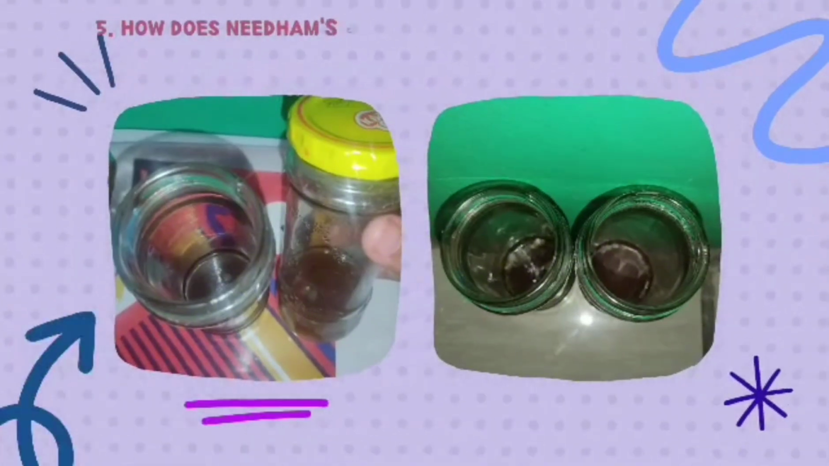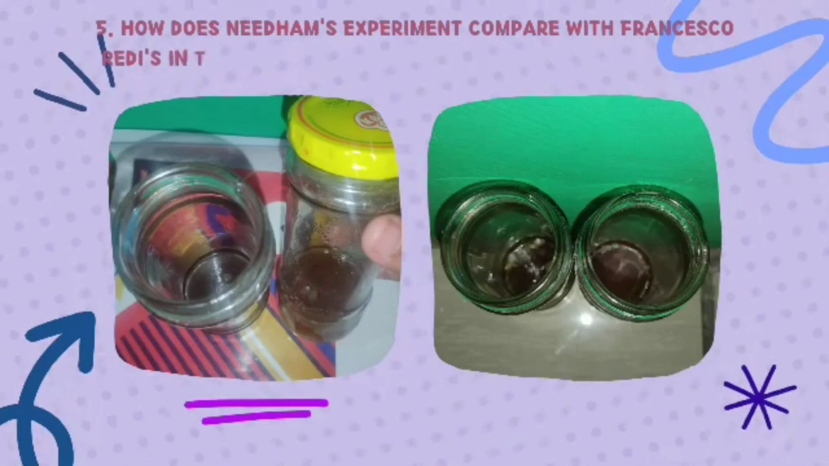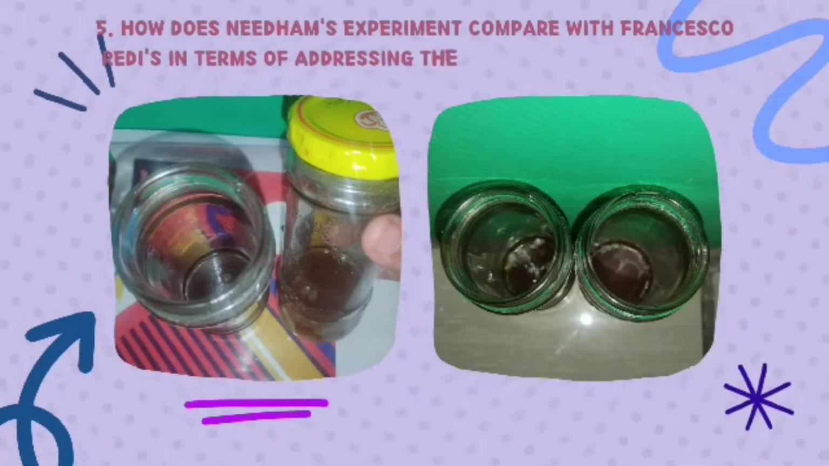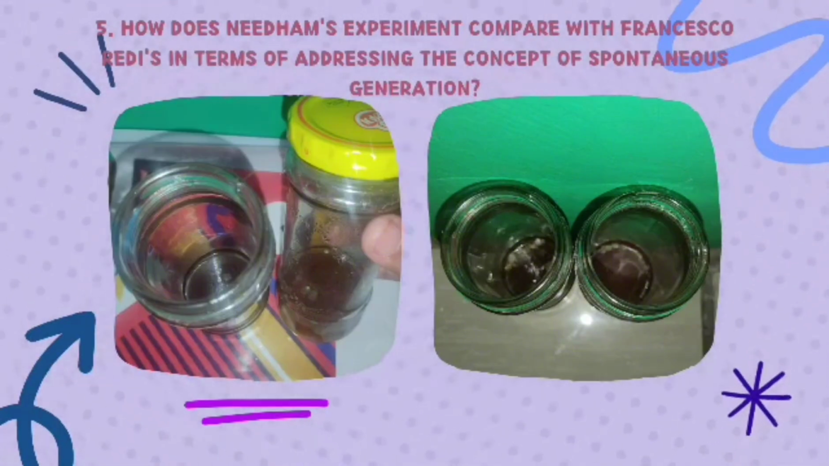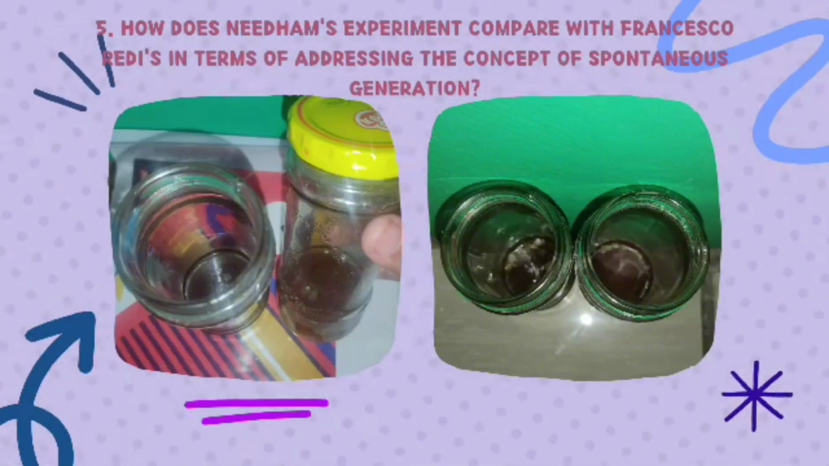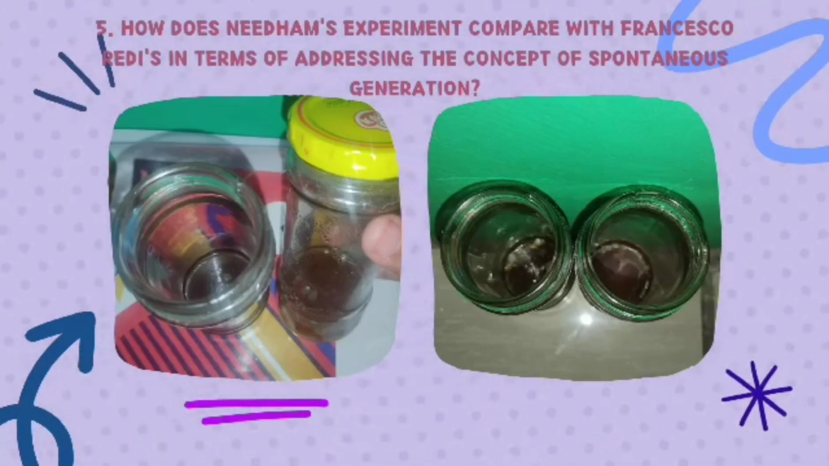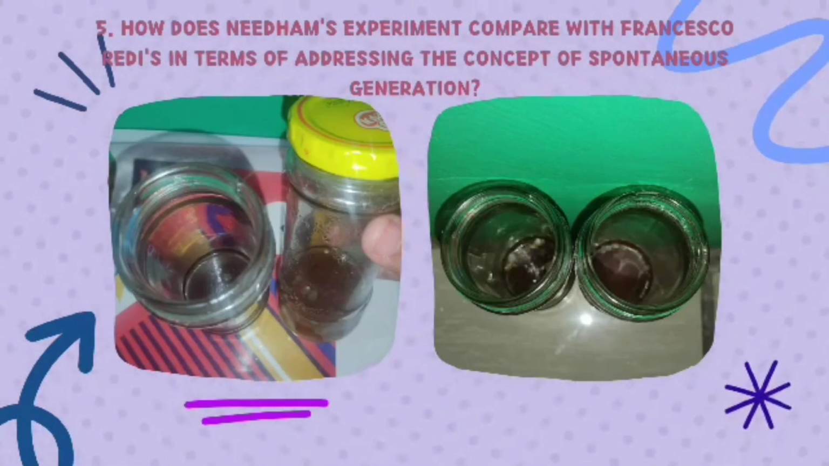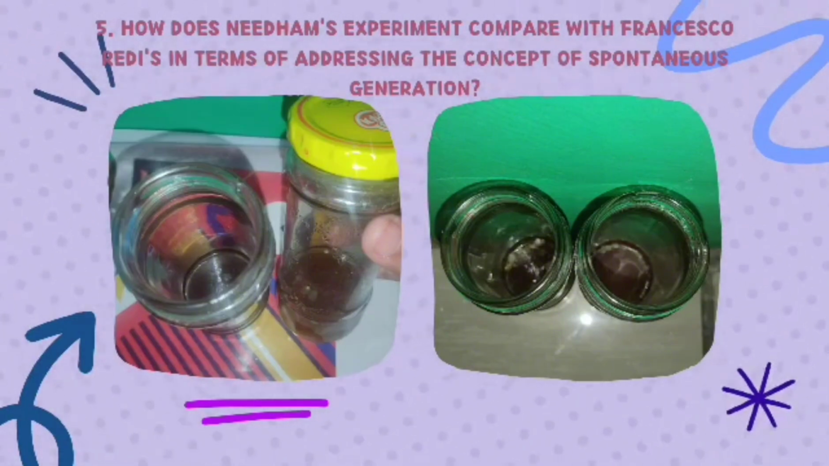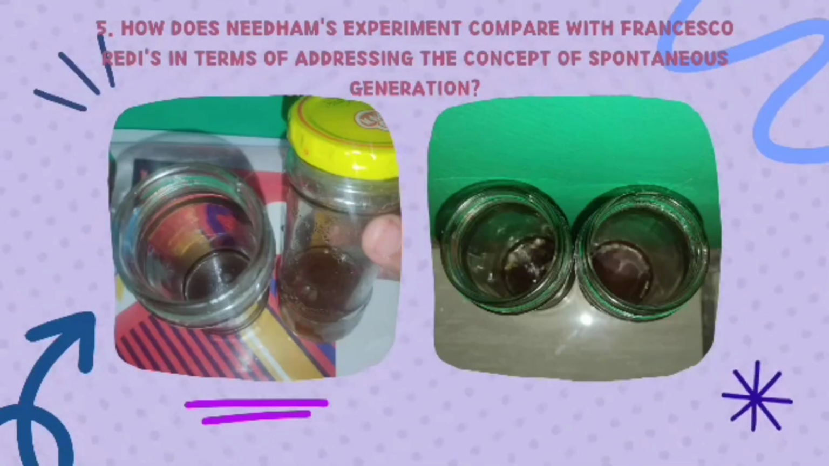How does Needham's experiment compare to Francisco Redi's in terms of addressing the concept of spontaneous generation? Needham's experiment seemed to support spontaneous generation, while Redi's experiment refuted it. Redi demonstrated that maggots come from flies' eggs, disproving spontaneous generation for larger organisms. Needham's flawed methods led him to incorrectly conclude that microbes could arise spontaneously, while Redi showed that maggots come from pre-existing life, flies.